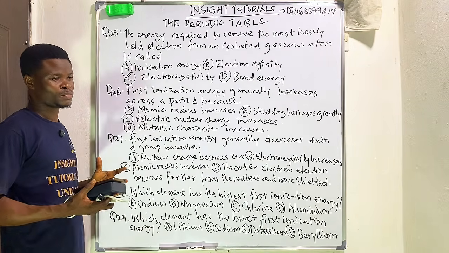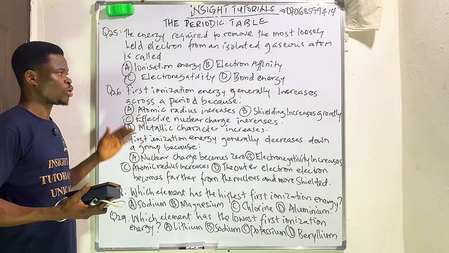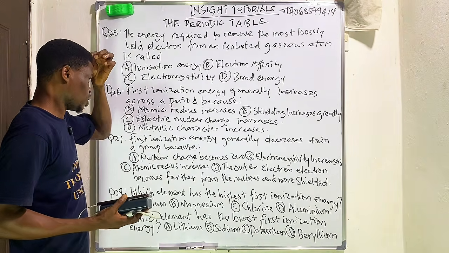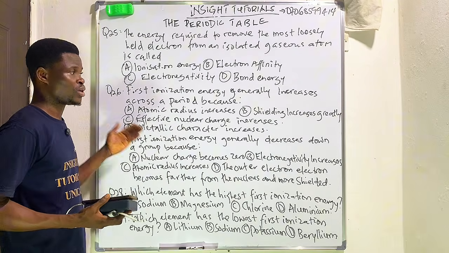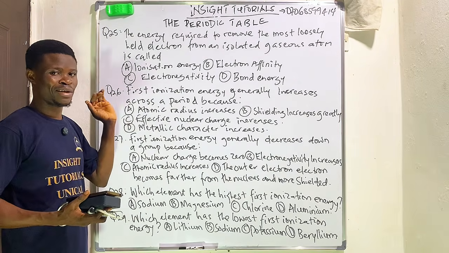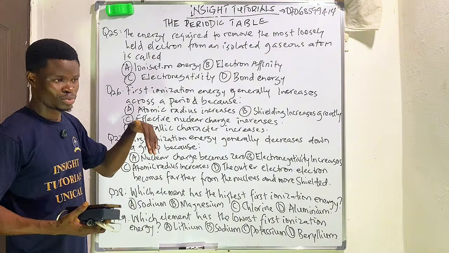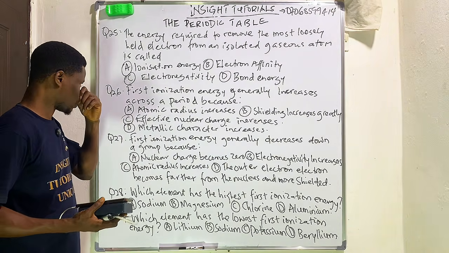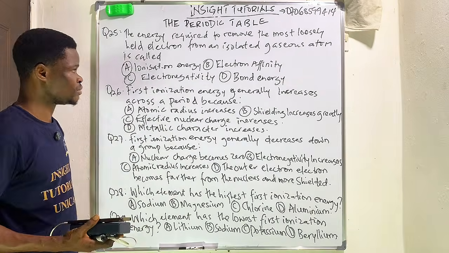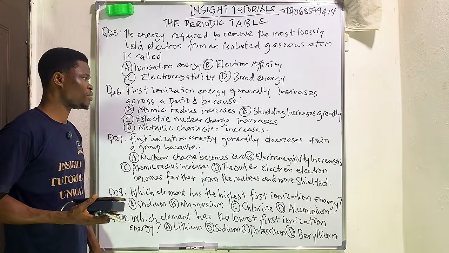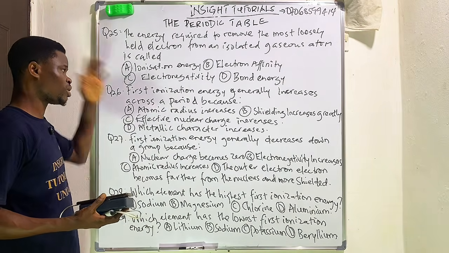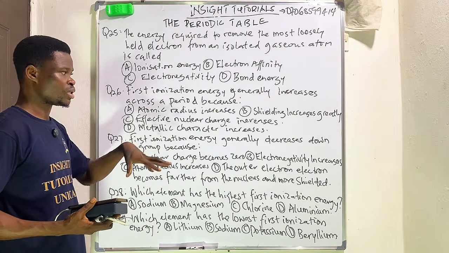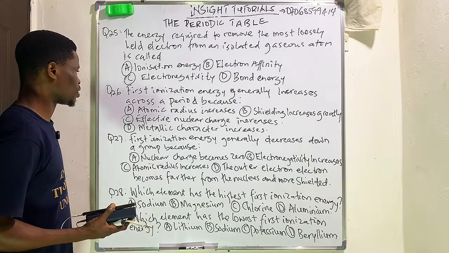Now, the next question says, first ionization energy generally increases across a period because. Now, you need to know this. Whatever happens to the atomic radius is opposite to what happens to the first ionization energy, all right? So across the period, the ionization energy increases, but down the group, it decreases. Now, looking at this, option A says atomic radius increases. That's not true. We all know that across the period, atomic radius decreases. So this option is totally out.